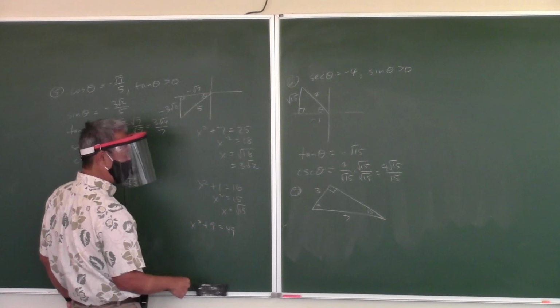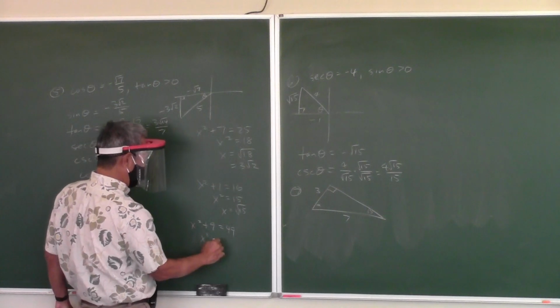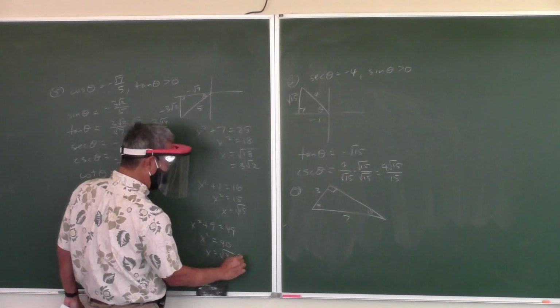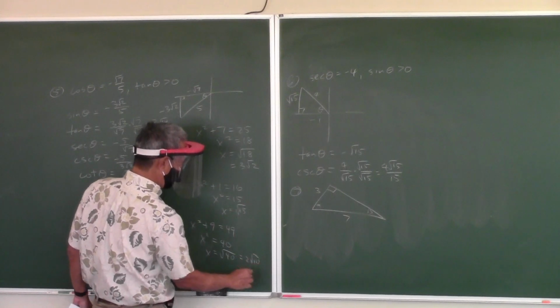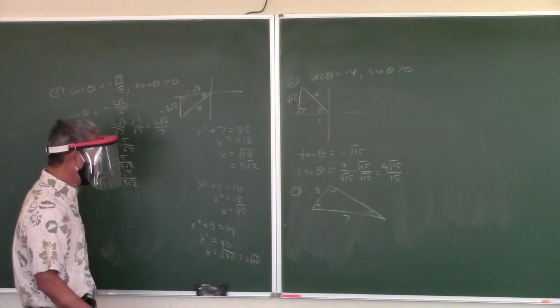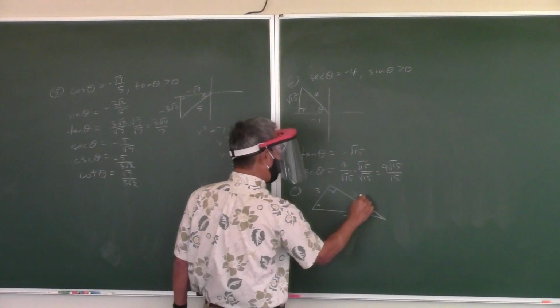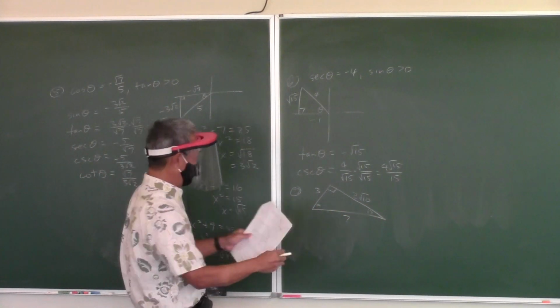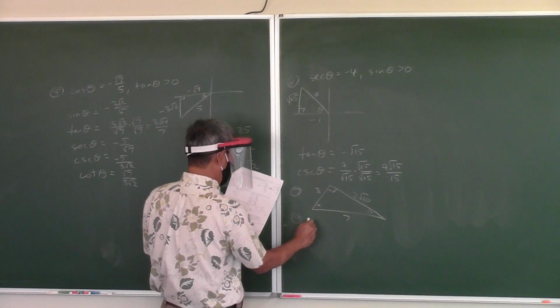Some of you did some computation errors here. X squared equals 40, x equals root 40, but that can be simplified to 2 root 10, right? That's 4 times 10. So make sure you simplify your radicals. And then once you do this, come on, easy money. Well, at least A is easy.